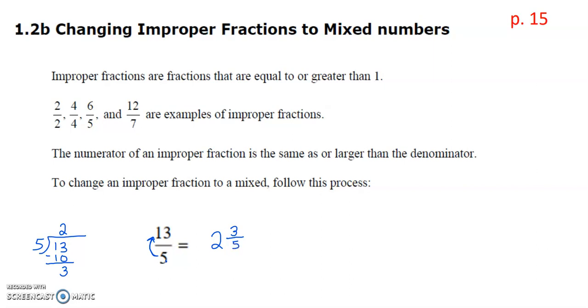So 13/5 is the same as 2 3/5. Just to label this for you, this becomes my whole number: how many times does 5 go into 13? The remainder becomes my numerator. I have 3 left over. And my original denominator, what I'm dividing up, stays as my denominator always.